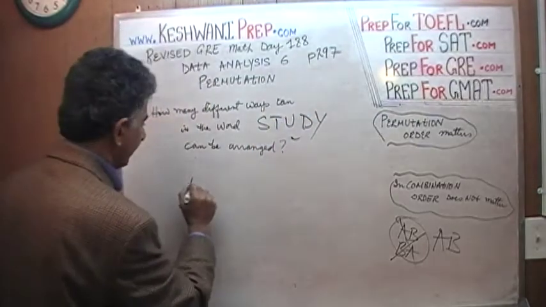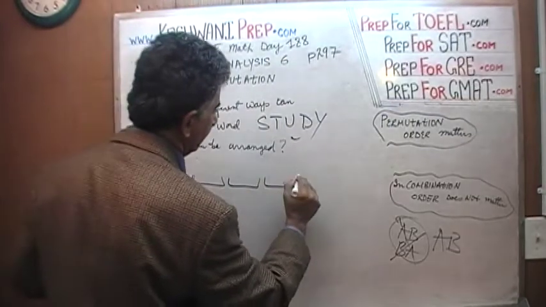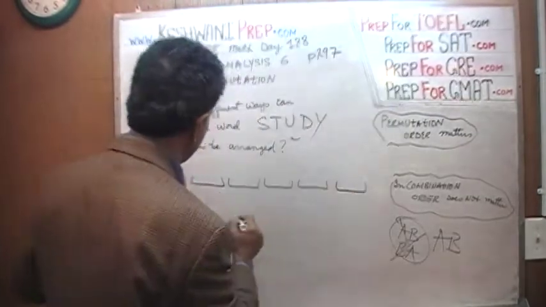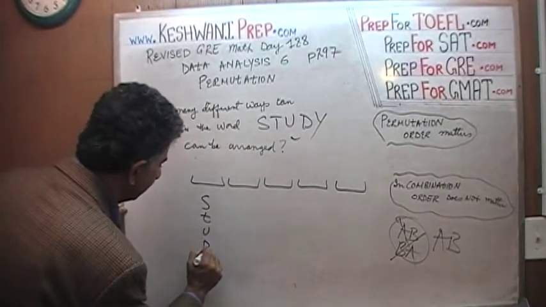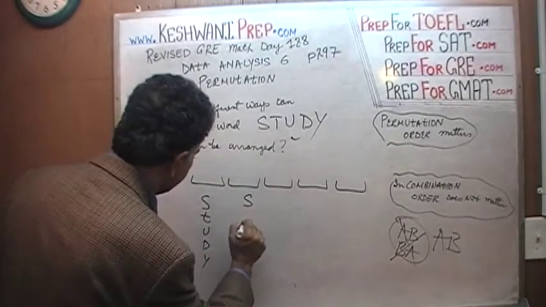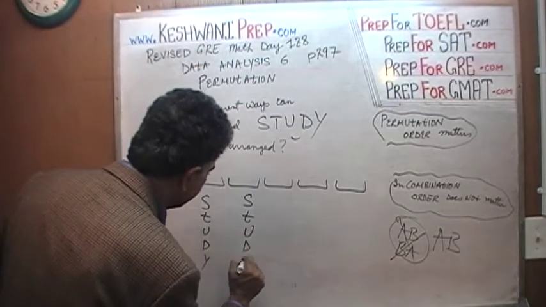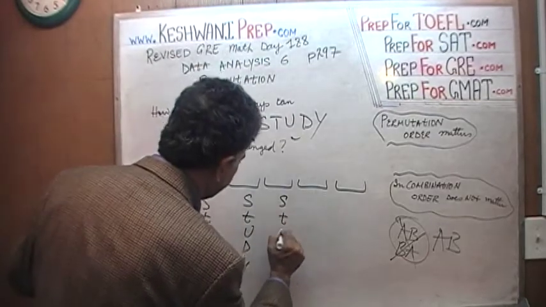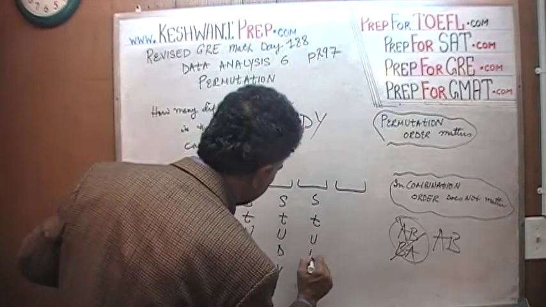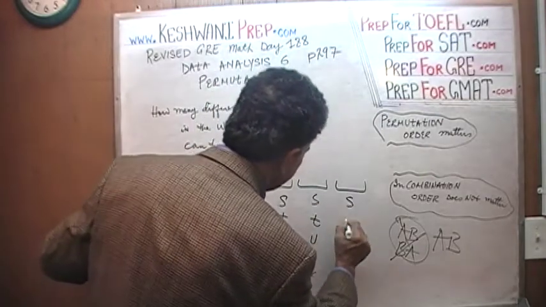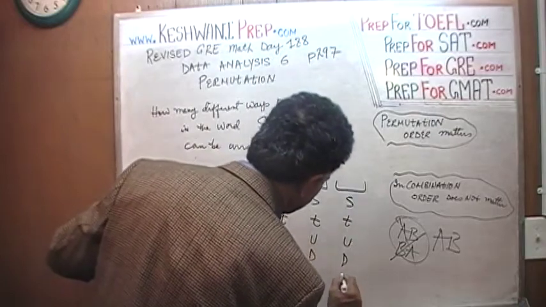S-T-U-D-Y. And there are 5 spots: 1, 2, 3, 4, 5. There are five choices for the first part: S, T, U, D, Y.